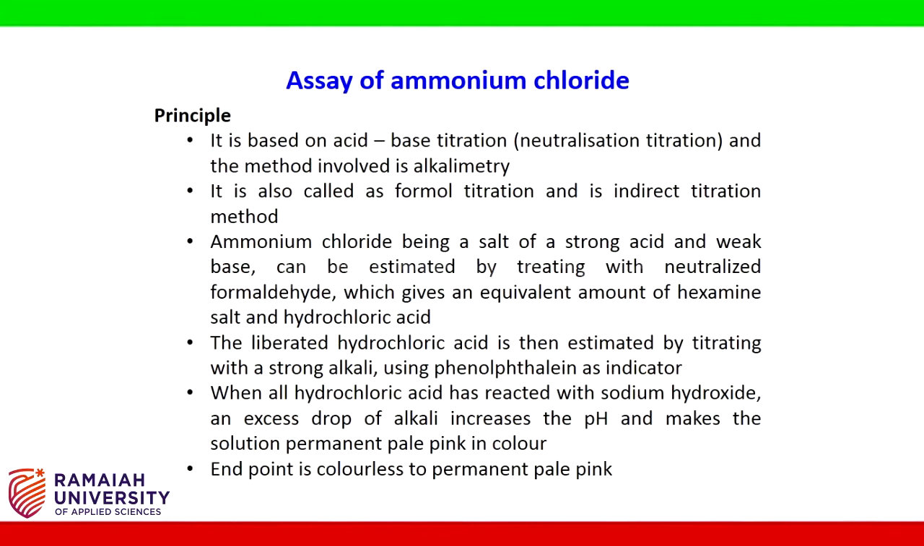The liberated hydrochloric acid is then estimated by titrating with a strong alkali such as sodium hydroxide using phenolphthalein as indicator. When all hydrochloric acid has reacted with sodium hydroxide, an excess drop of alkali alters the pH and makes the solution permanent pale pink in color. The end point is appearance of permanent pale pink color.